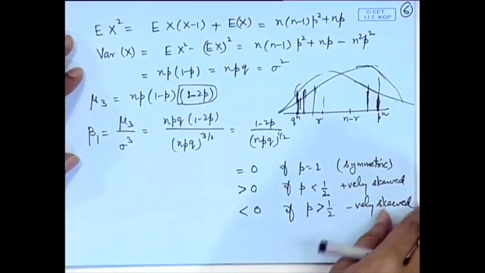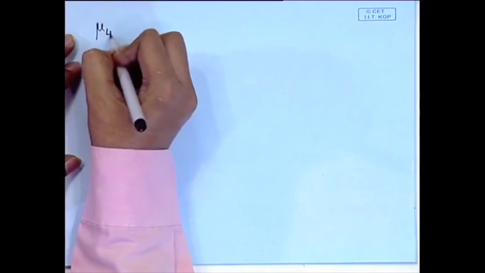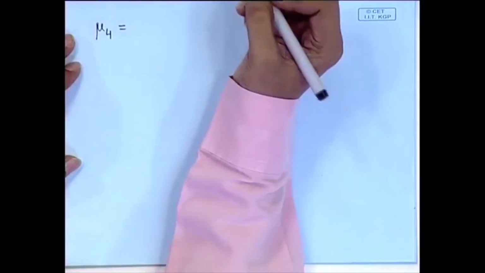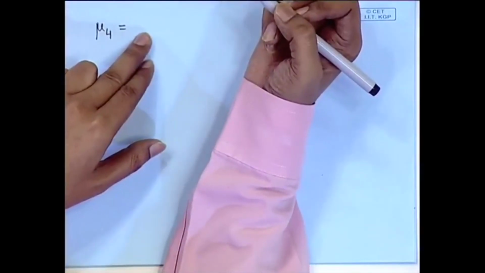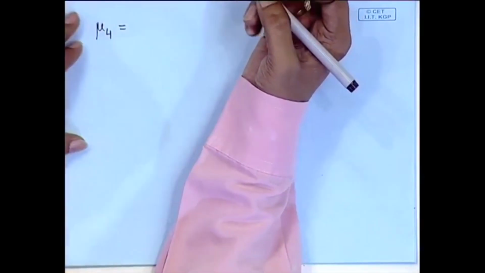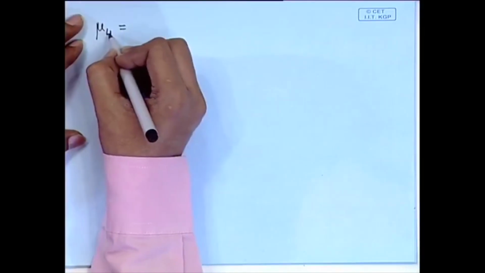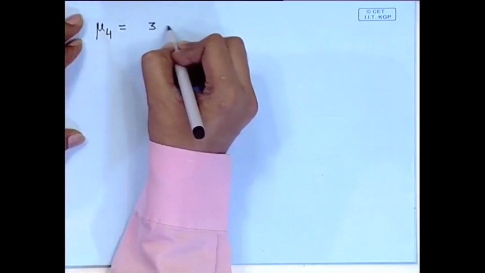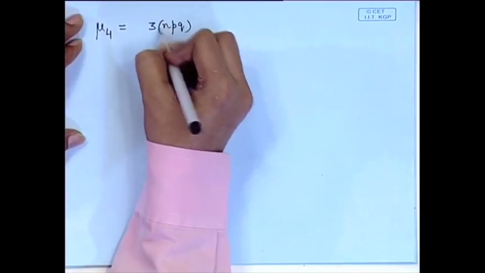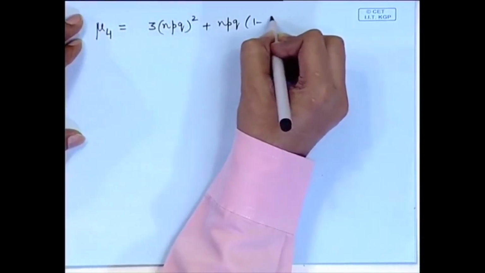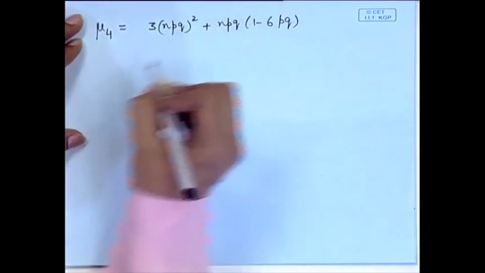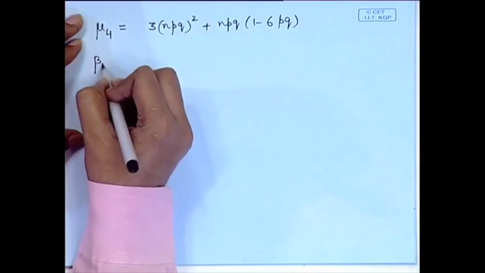Let us also look at the fourth central moment, and as I have explained the method of calculation, you will need to calculate mu 4 prime, which will require the fourth factorial moment, which can be easily evaluated. After using that, mu 4 turns out to be 3 n p q square plus n p q into 1 minus 6 p q.